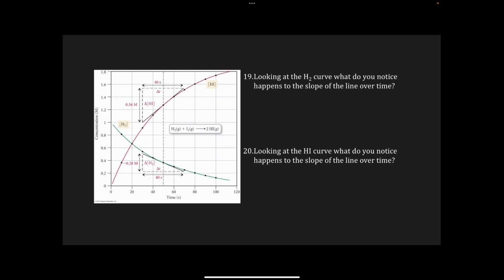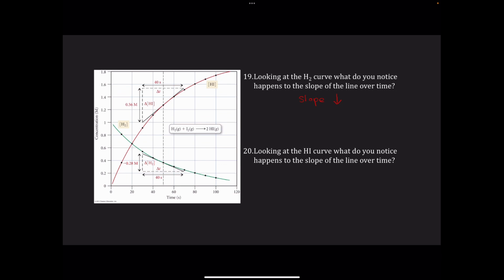Now, if we look again at the green curve, which is our bottom curve, looking at the hydrogen curve, we're asked, what do we notice happens to the slope over time? So if we look closer to where we start, when we're close to that concentration of 1, we've got somewhat of a steep slope. But as we reach closer to a concentration of 0, that line starts to level out a little bit more. It gets flatter. And as that line's getting flatter, that means my slope is decreasing. So over time, our slope decreases.